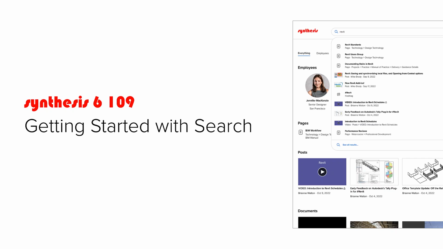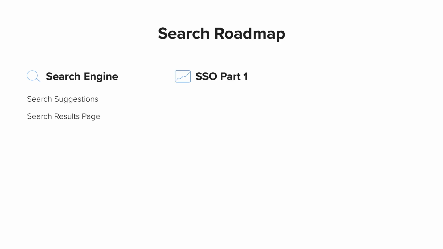I'm going to introduce you to the basics you need to get started working with Synthesis Search. We have broken Synthesis Search down into 3 releases to enable us to get search functionality to you faster. The first release, which is currently available, is the Synthesis Search Engine and includes search suggestions and the search results page. The next 2 releases will be Synthesis Search Optimization, or SSO, Part 1, and SSO Part 2. I'll come back to SSO Parts 1 and 2 at the end of the video. Let's take a look at the Synthesis Search Engine.